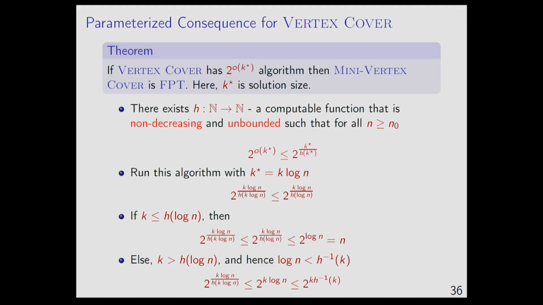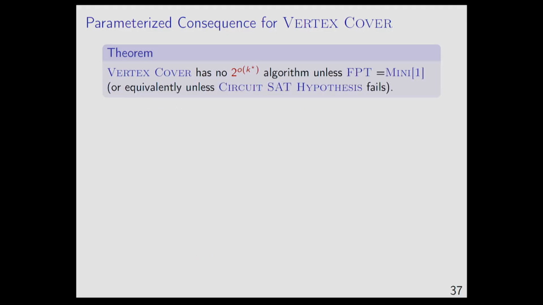Now, 2 cases. Is k less than h log n? Well, if k is less than h log n, then this running time is n. Else k is more than h log n, then log n is less than h inverse of k. Everything is FPT. Done. So this bookkeeping is not that bad. So we got our first lower bound result: unless FPT equals Min 1, vertex cover has no 2 to the power little o of k star algorithm.